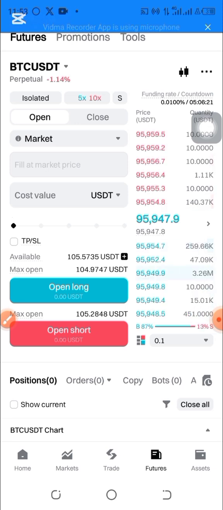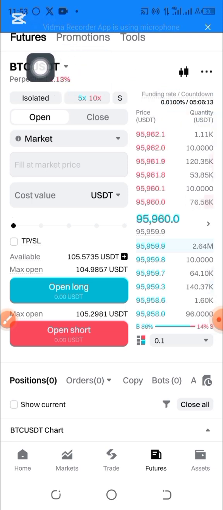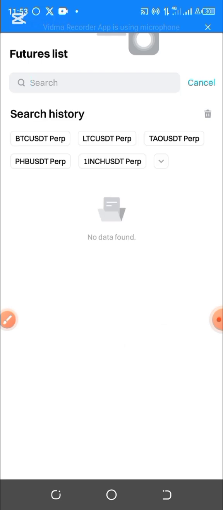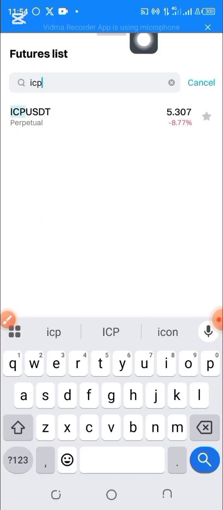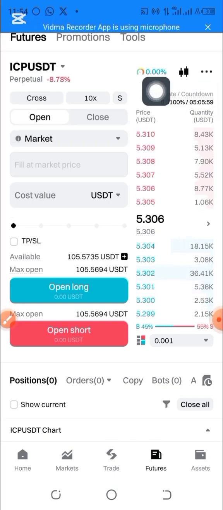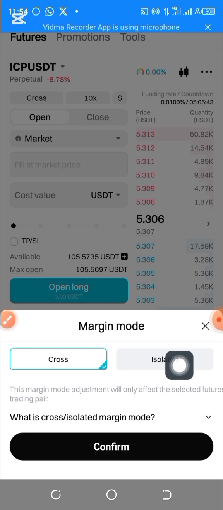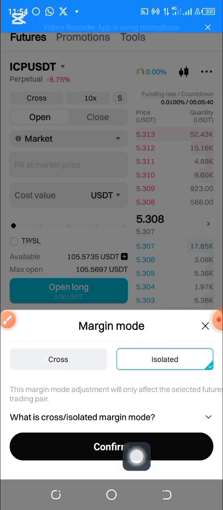So this one is the BitGet Exchange, and here I want to trade a coin. Let me select a coin from this place. I click here. Let me select Internet Computer, that is ICP. All right, I've selected it. I want to put it under isolated mode. I've explained the difference between cross and isolated mode in my previous video. Go and watch it to understand their differences. So I'm picking isolated here, then confirm.